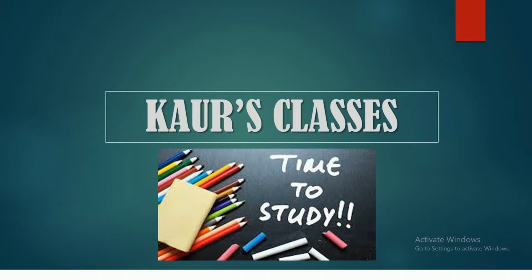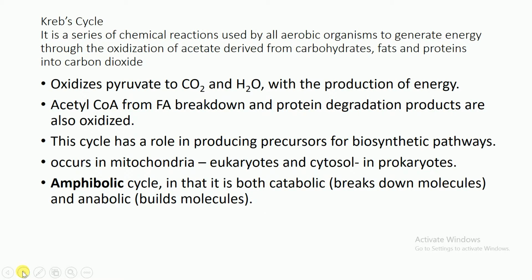I'm Dr. Mandeep Kaur and today we are going to discuss the TCA cycle. So the Krebs cycle, also known as the TCA cycle, tricarboxylic acid cycle, is used to oxidize the pyruvate formed during the glycolytic breakdown of glucose into carbon dioxide and water with the release of energy. It also oxidizes acetyl coenzyme A, which arises from carbohydrates, fats, and proteins. In addition, this cycle provides precursors for biosynthetic pathways.